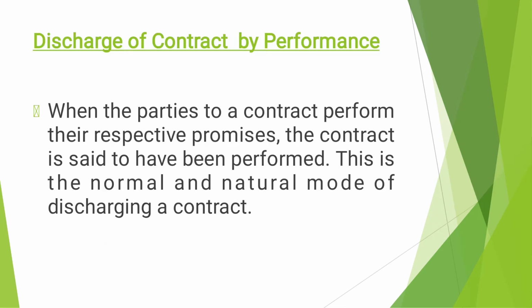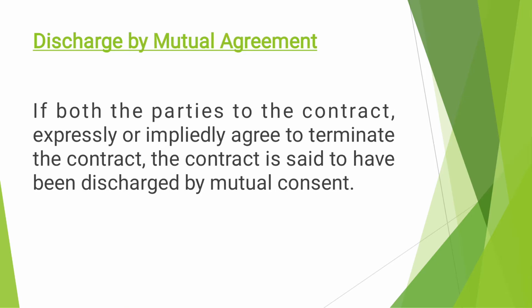It is the usual and natural mode of discharge of contract. That is, when both the parties complete their performance, the contract comes to an end. That is, the promisor and promisee fulfill their obligations and the mutually agreed considerations, and the contract automatically comes to an end. The contract is discharged by the proper settlement between the agreed parties. This is called discharge of contract by performance. Second one, by mutual agreement.